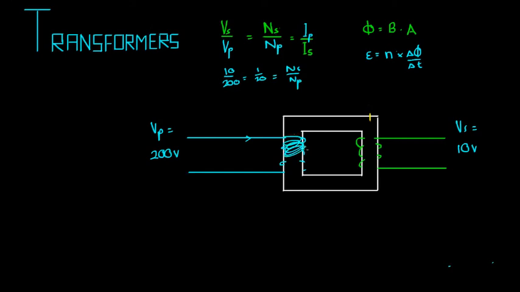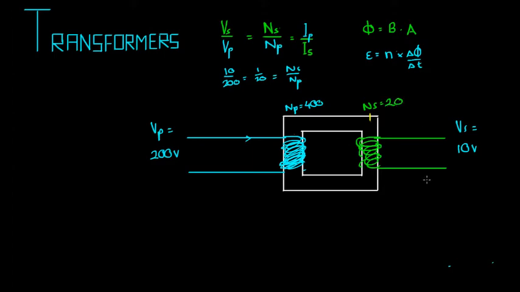So let's say we have 400 NP, 400 primary loops over here. We said that there has to be one secondary loop for every 20 primary loops. So if we divide 400 by 20, we should get the number of secondary loops. And that comes to 20 secondary loops over here. NS is equal to 20.